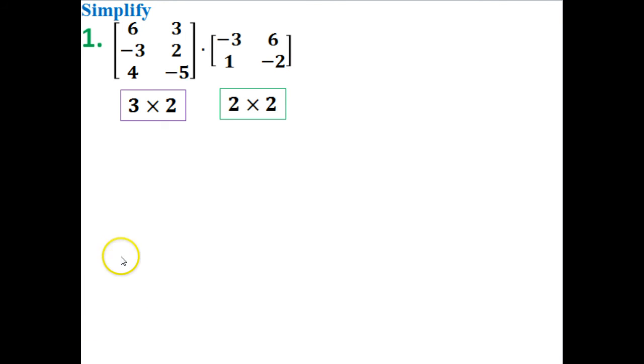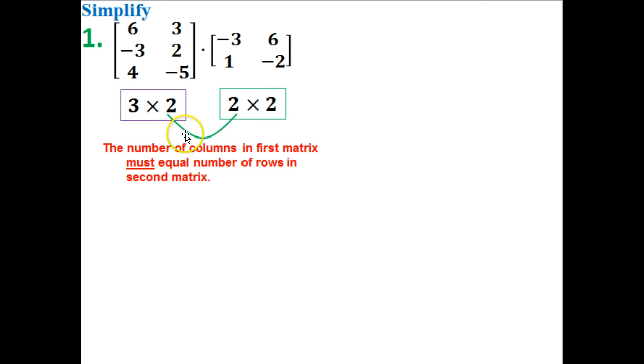So now in order to be able to do this one, the interior numbers here, this 2 and this 2, must be the same. The number of columns in the first matrix has to be equal to the number of rows in the second matrix. So basically, the easiest way to do it is if these two numbers are the same, then we can multiply these two, and now we know we can go forward with it.